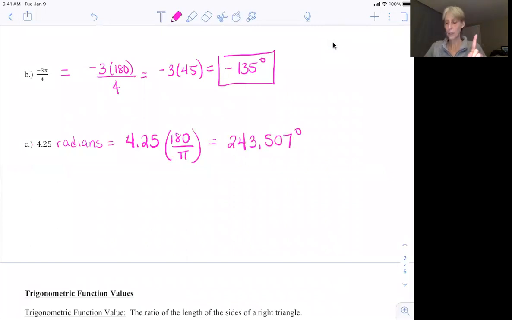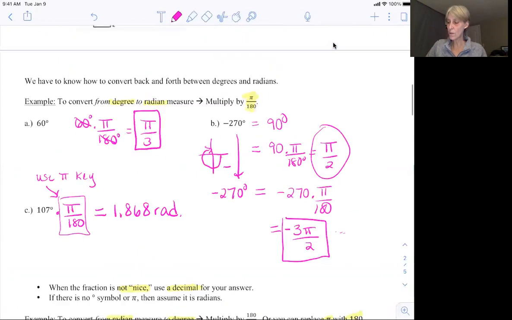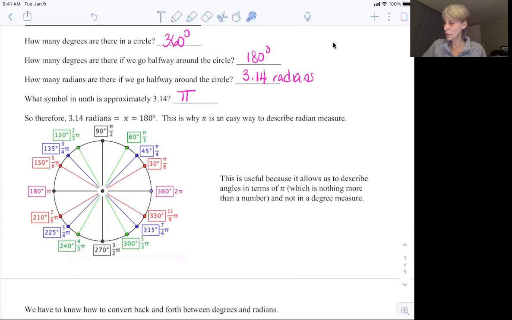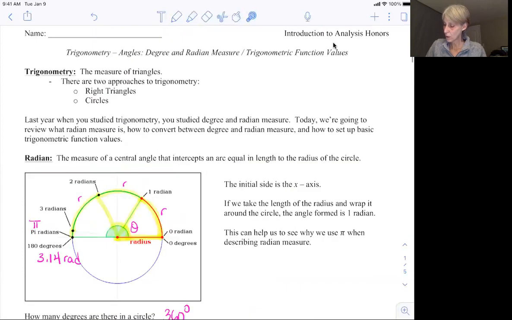Let's take one moment here. If you're thinking about 4.25 in terms of the radian measure around the circle, so I have 1, 2, 3, think about 4. 4.25 is going to be somewhere around here. And that does look approximately to me to be an angle of 243 degrees.